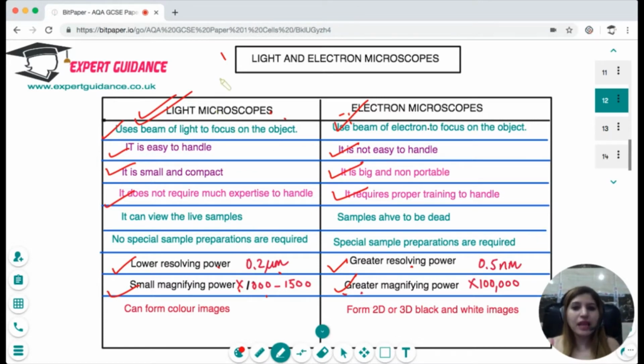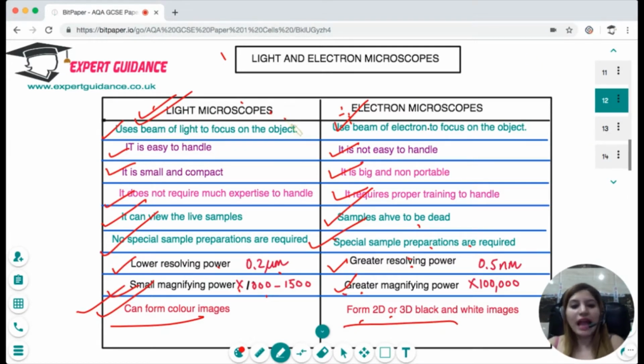But for the light microscopes, you can view the live samples and you do not require special preparation of the samples. But for the electron microscopes, the samples have to be dead, and we require some special sample preparations. With the light microscope, we can stain the sample and see the color images. Whereas the electron microscope can form 2D and 3D images, but the images are black and white. Okay, so I hope this difference between the light microscope and the electron microscope is crystal clear to you. Okay, so make sure you can write the similarities and the differences between the two.